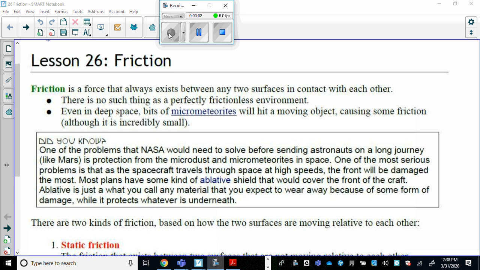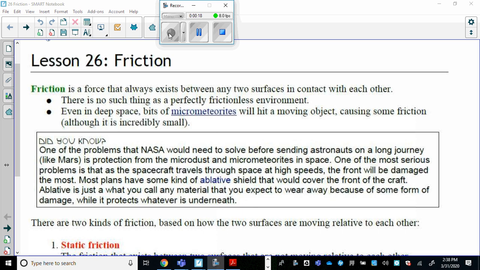Okay, this is lesson 26, and so we don't get overwhelmed with all the details, we'll just hit the really important stuff. I'm going to talk about lesson 26 briefly, and then boil it down to the one formula that you need to know for friction.